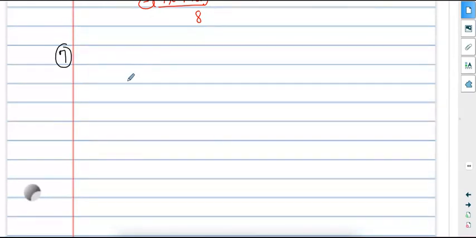Okay, so here we have on the outside x minus 2. Inside we have x to the third power minus 2x squared plus 6x minus 8. Okay.